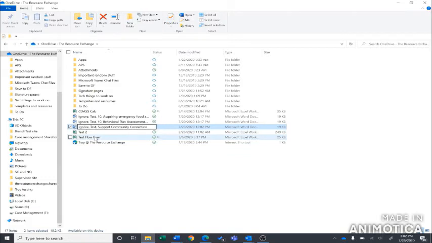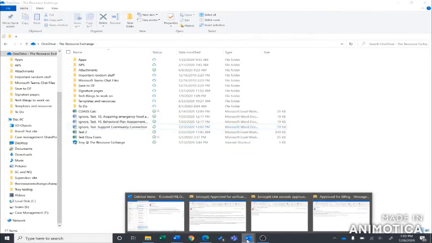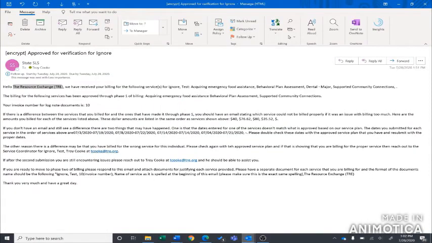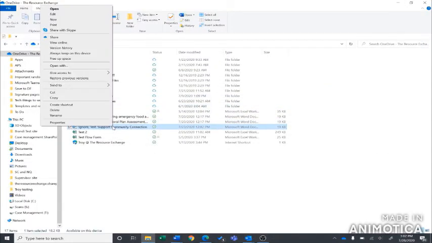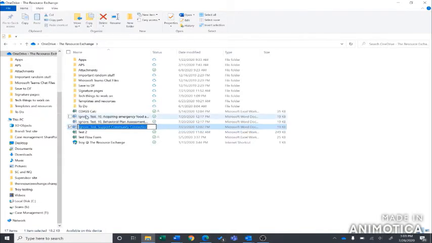The next thing that needs to come up is our billing invoice number. So what's our billing invoice number? We'll go back to this email. 10. Okay, so let's put that 10 there. And I'm not meaning to be patronizing. I just really want everyone to understand this because this is super important. So 10. Next is the name of the service spelled exactly as it is in the email.